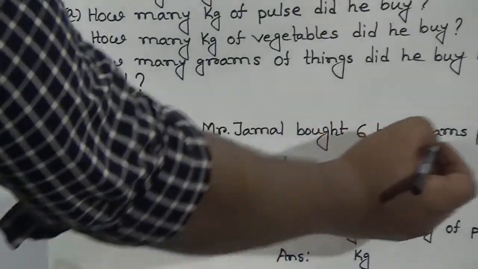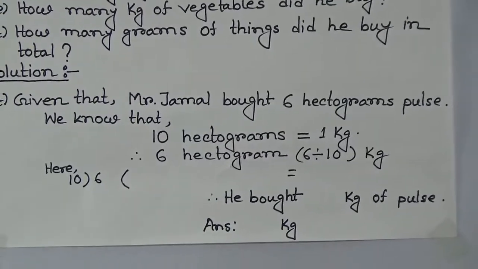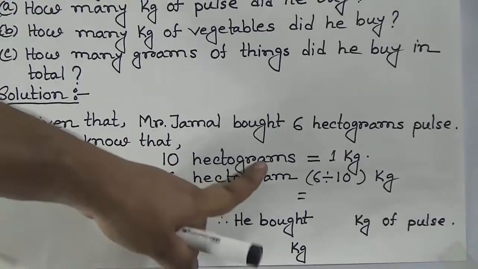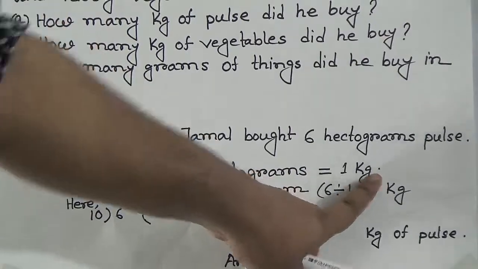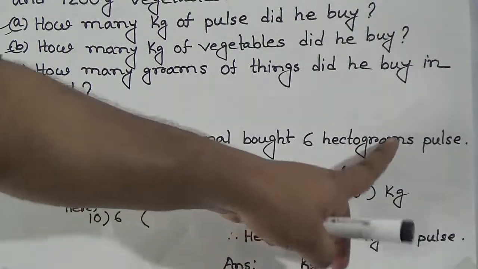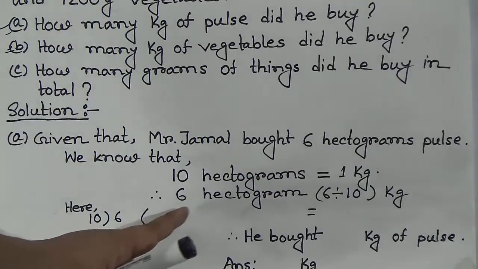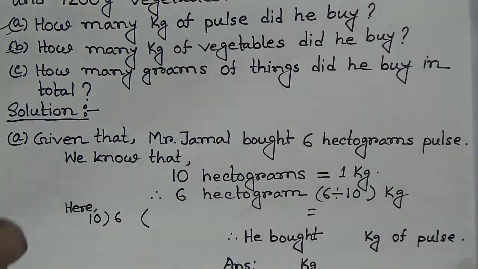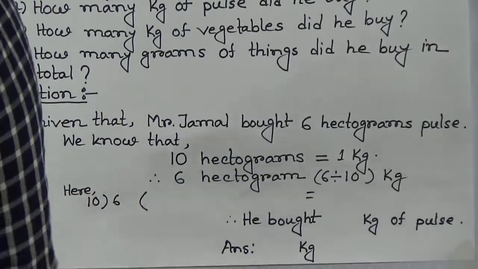The first question, given that Mr. Jamal bought 6 hectogram pulse. We know that 10 hectograms equal to 1 kg. Now we want to convert this 6 hectogram into kg. So 6 hectogram equal to what? 6 divided by 10. Here the division procedure is here.